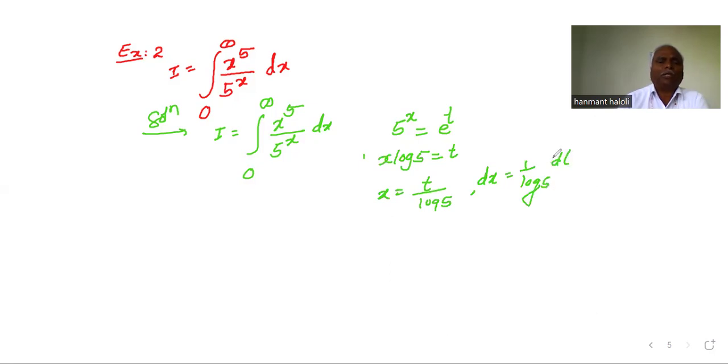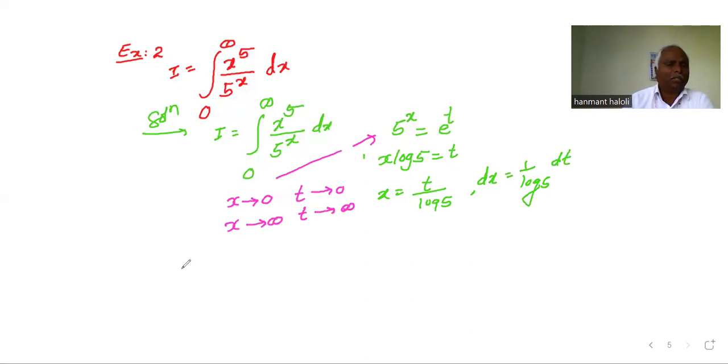Now here I have to check the limits again. What limits change by substitution? As x tends to 0, 0 into something is 0, therefore t also tends to 0. You can put x equal to 0 either here or here, you get t equal to 0. Again, x equal to infinity, then t tends to infinity. Therefore, no change in the limits.